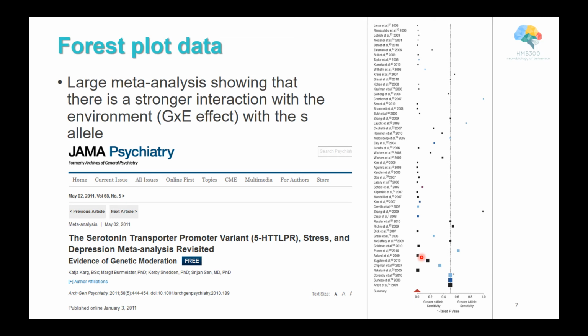It's like an equal probability, 50-50, right? So there's no difference between S or L. It's 50-50. It has nothing to do with this at all. And this is the 2009 paper.